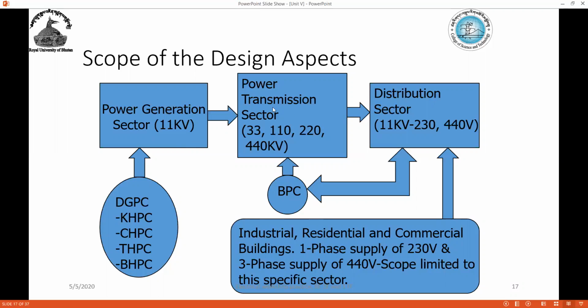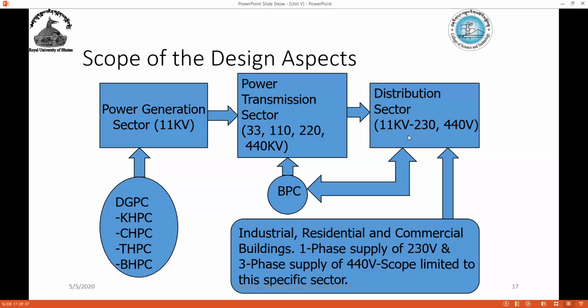Now this BPC will take care of the power transmission sector and then the distribution sector. In the transmission sector, the voltage levels are 11 kV, and we have 33 kV, 66 kV, then 110 kV, 220 kV, 440 kV, and so on. And this is the high voltage. We have high voltage in the transmission sector, and when it comes to the distribution sector, it's stepped down into the medium and the low voltage.